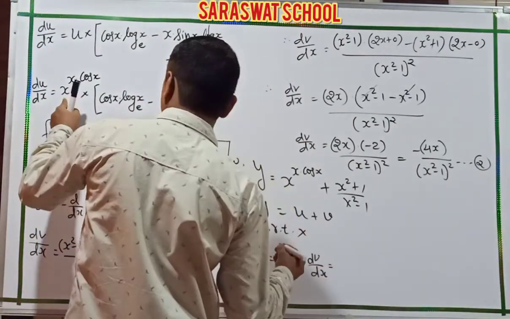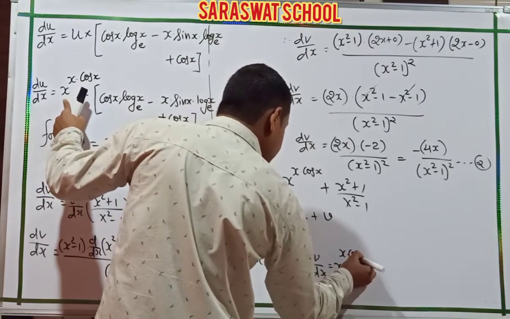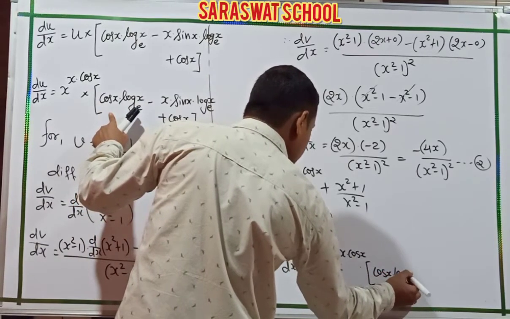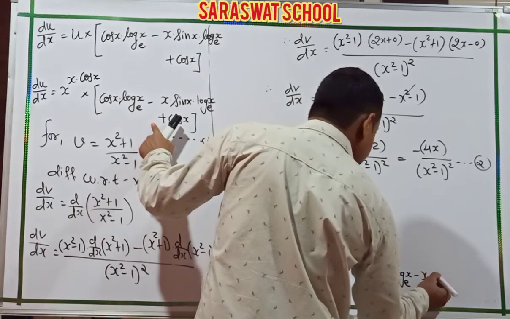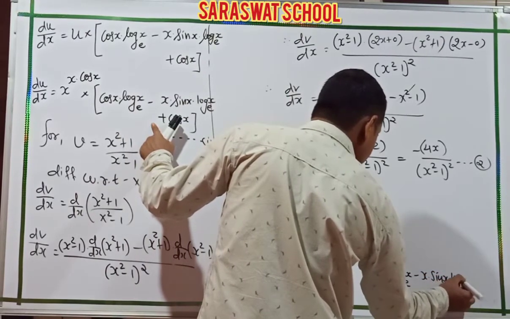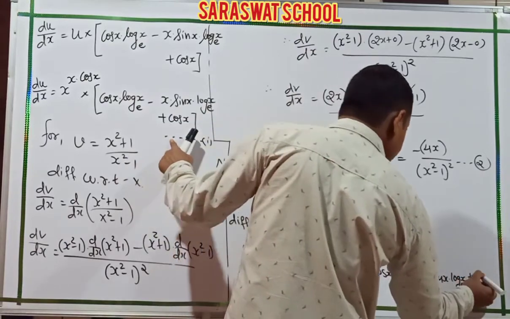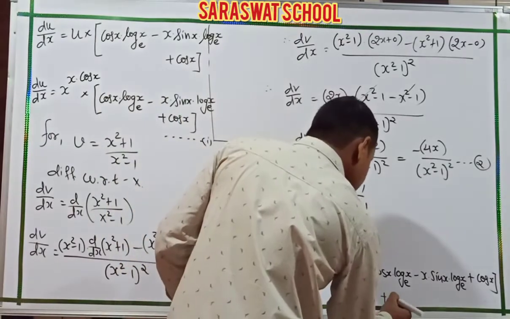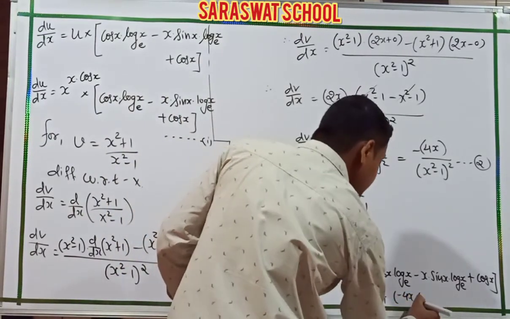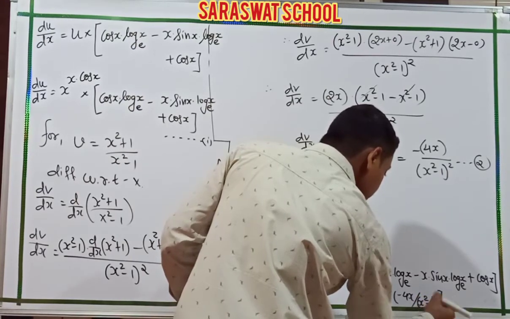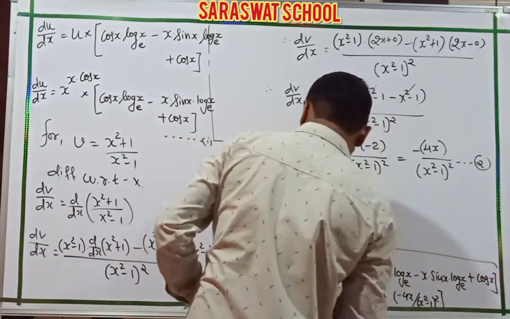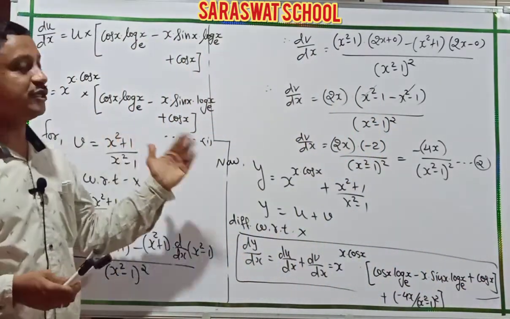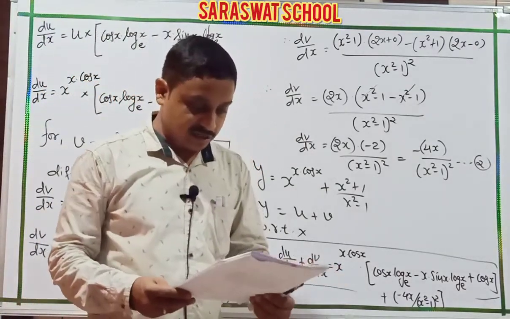So this answer: I just write x raised to x into cos x, and continue with cos x into log x base e, minus x into sin x log x base e, plus cos x. This value is for the first equation. And last, continue plus of minus 4x upon x square minus 1 the whole square. Yes, students, you are getting the final answer for this one. You have happily done this question, students. And now question number 10 is done here, students.